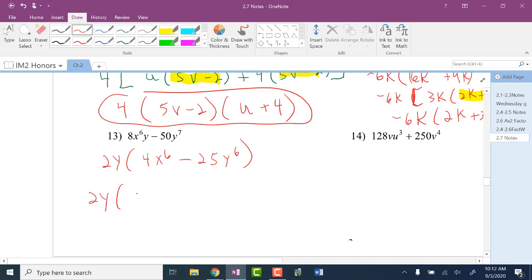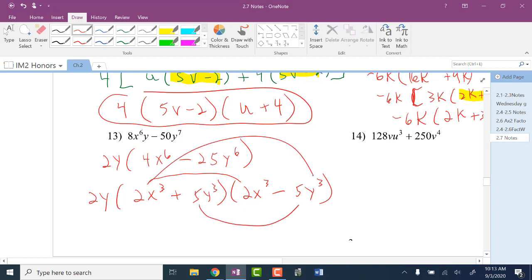Remember, good FOILers are good factors. 2x to the third, 5y to the third. Those are the perfect squares of each of these. 2x to the third, 5y to the third. And then it's plus minus because, yes, yes, and the middle terms cancel. So I know I'm good. I know that's a difference of squares, not cubes, because 4 and 25 are squares.